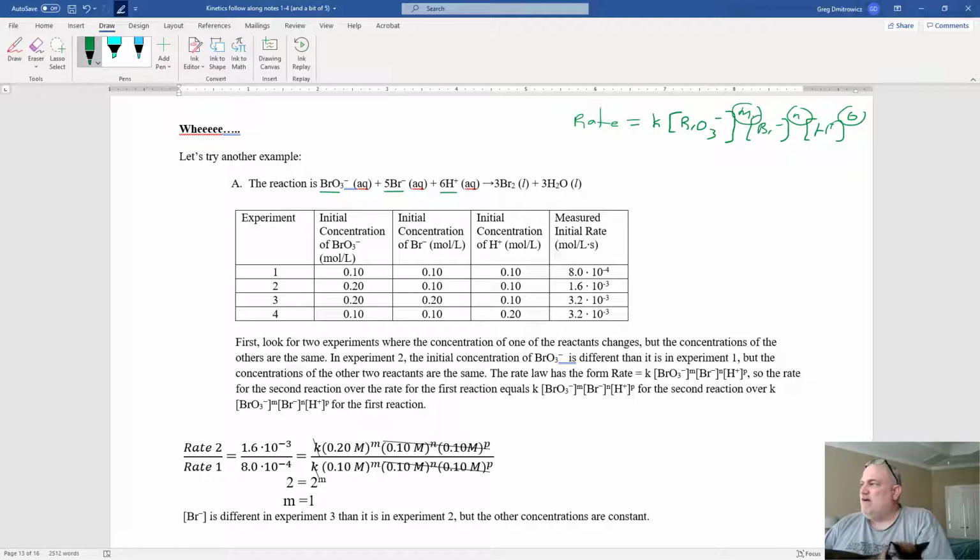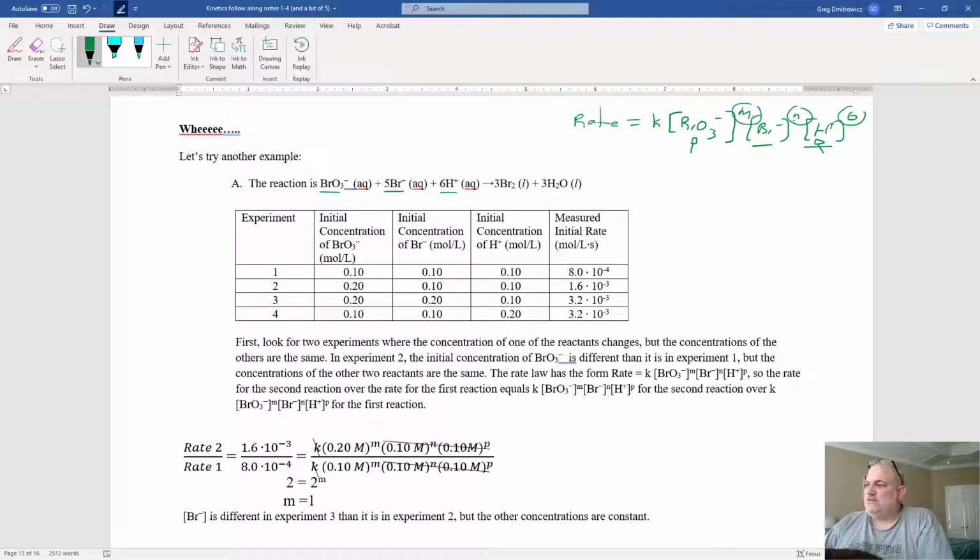And remember, if I want to get this M variable right now, it means I have to find two experimental runs where these two things are held constant. Same thing for the N. If I want to figure out N, I have to find a run where these two are held constant. Now, let's walk through this.